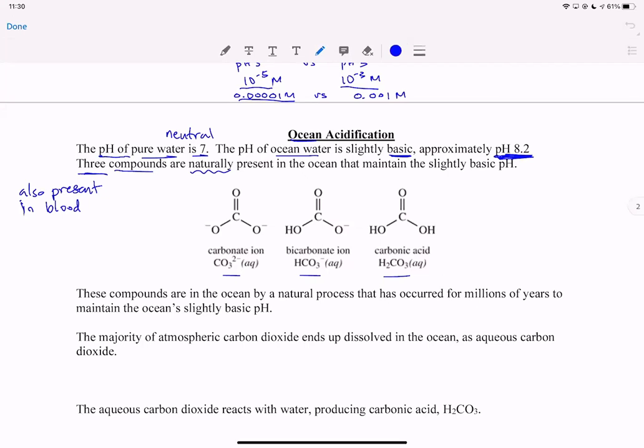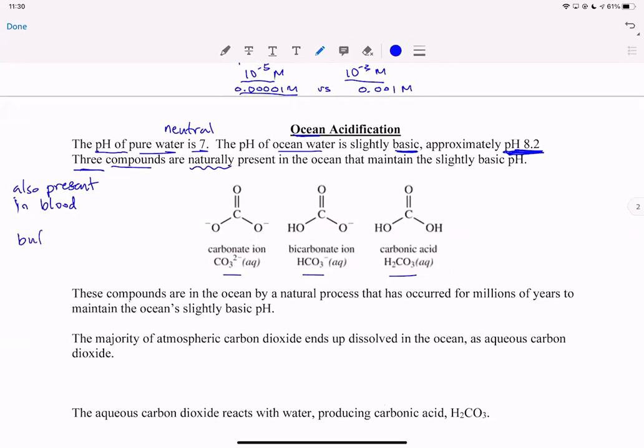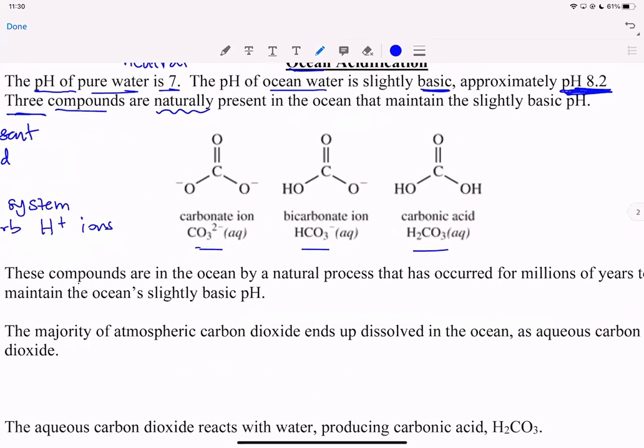So trying it this way, this is a buffer system. It's called a buffer system basically to absorb any excess hydrogen ions, so H+. Looking at the structures of carbonate ion, we know carbonate ion is on the polyatomic ions list, and bicarbonate is also on the list. You might have heard of sodium bicarbonate, that's baking soda. Carbonic acid is an acid, with the ic acid name ending, and it comes from the carbonate ion.